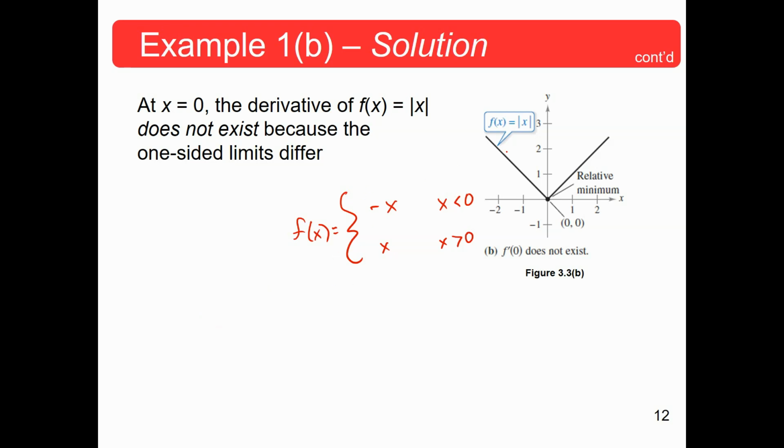the derivatives, right? The derivative of negative x is negative 1, which means the slope of that line is negative 1. From the right, the slope is positive 1 as we approach 0. So that shows us that the derivatives are different from both sides, which means that the limit, as x approaches that value, exists, but the derivative does not.